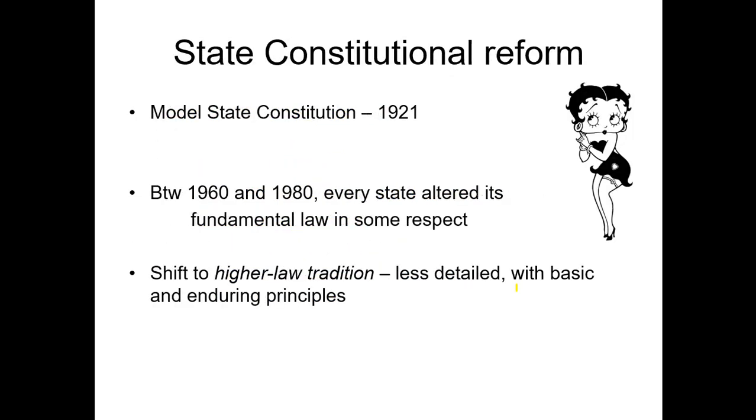Now, as we come out of the progressive era, there was somewhat of some unity there of trying to get the state constitutions a little bit more consistent with each other, and the convention came together and came up with a model state constitution in the early 1920s. But it wasn't until the 1960s that every state, since that time, between that period there, every state altered its fundamental law in some respect.